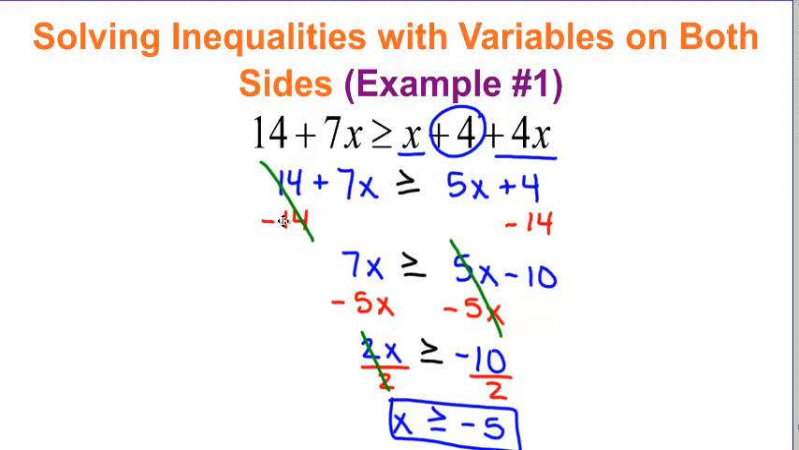Our first step would be subtracting 14 from both sides, so that leaves us with 7x on the left is greater than or equal to 5x minus 10, when we combine the 4 and the negative 14 on the right-hand side. Then we want to move the 5x over, so we subtract 5x from both sides, giving us 2x is greater than or equal to negative 10. And to solve this, we divide by 2, which we don't need to use the flip rule because we're dividing by a positive number. So we get our solution of x is greater than or equal to negative 5.